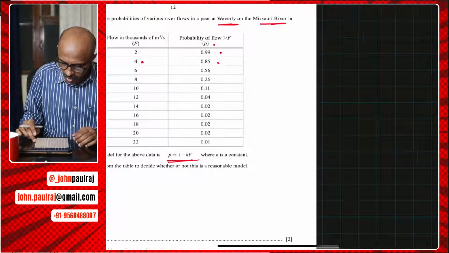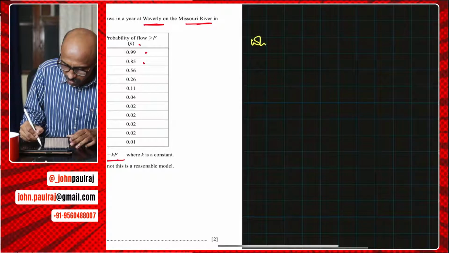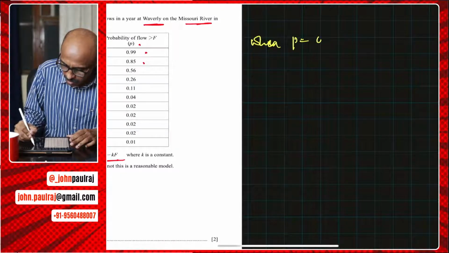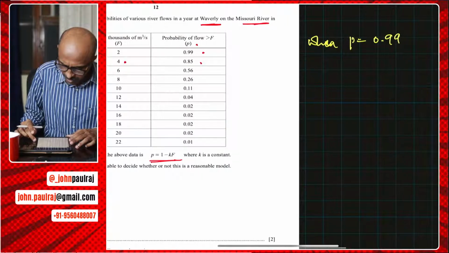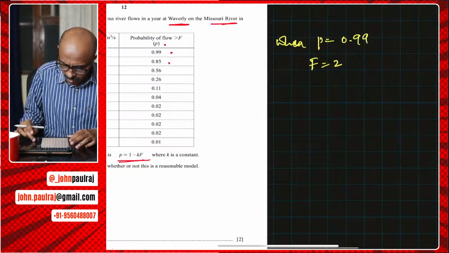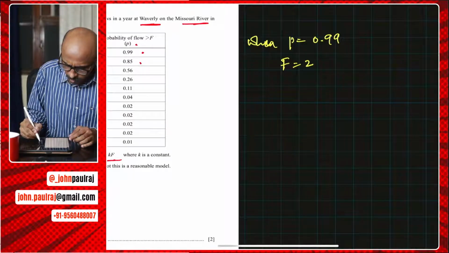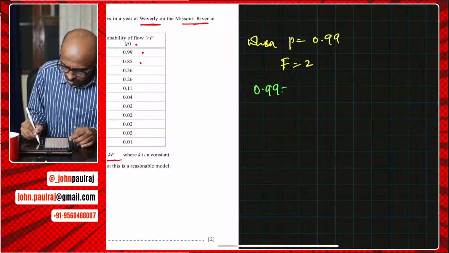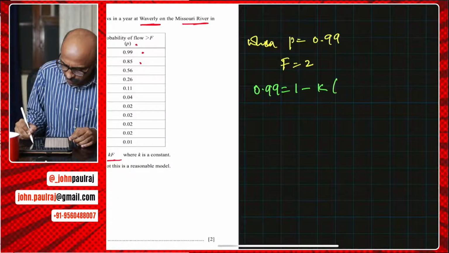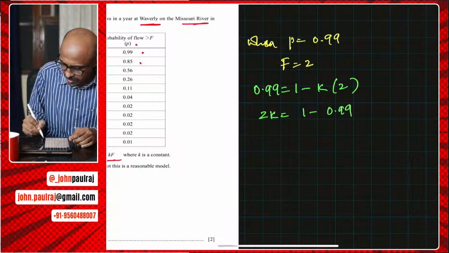All right, let's check. Okay, so when P is 0.99, I'm going to do the calculations here, right? So when P is 0.99, what do we have? We got capital F as 2, right? Capital F is 2. Can you see this? Yeah. So let's just check whether it works, all right? And maybe find out what the value of K is. So with these values, the model is 0.99, should be equal to 1 minus K times the capital F, which is 2. That is 2K would be equal to 1 minus 0.99, okay? And then we can solve for K.